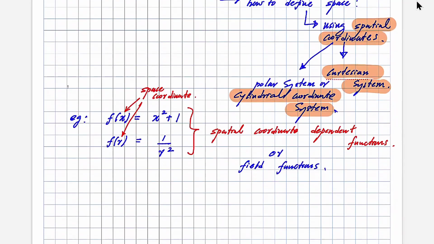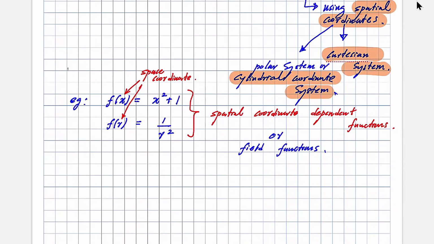Now, example, in math, we define functions like this, f of x, that is x squared plus 1. You can see this is an equation defined in spatial coordinates. So this is a field equation, right? Now, if you look into this one, f of r is equal to 1 divided by r squared. So you can see r is distance. Distance is space, right? Space coordinate.